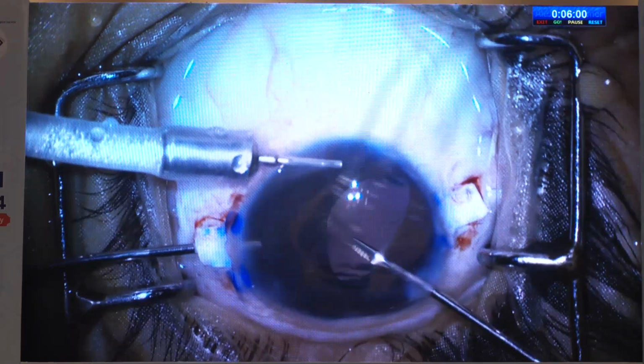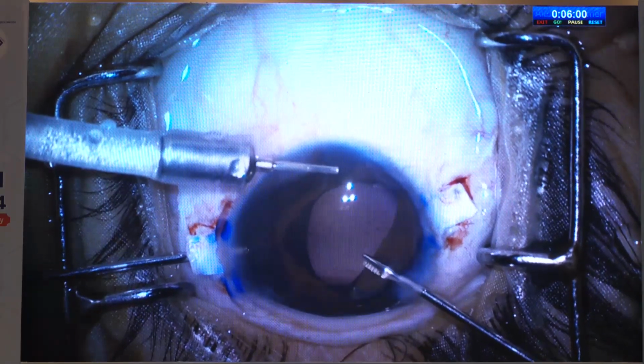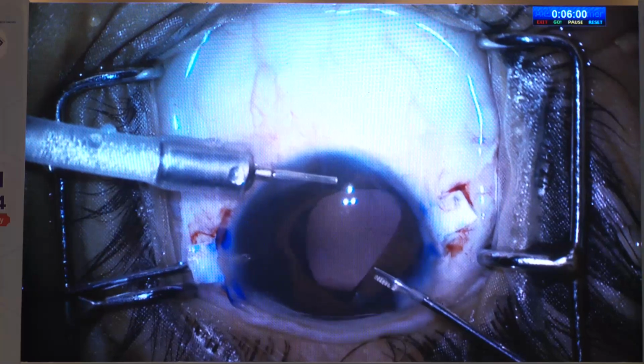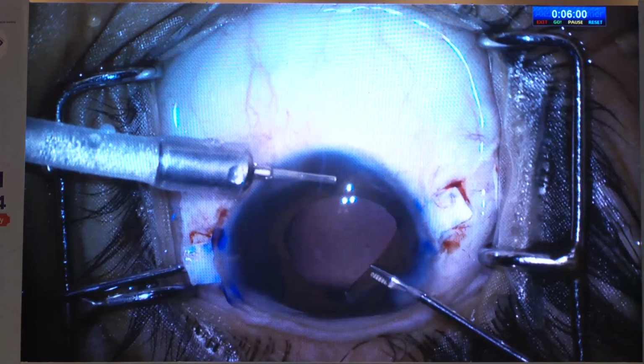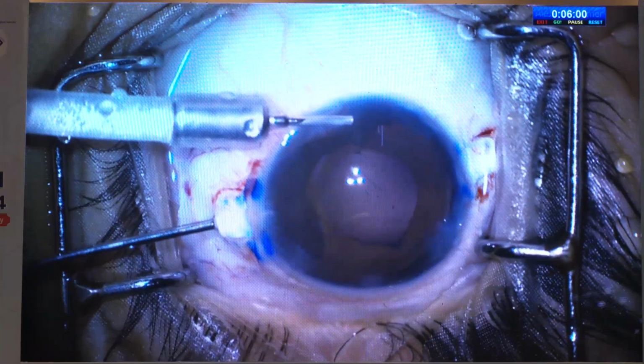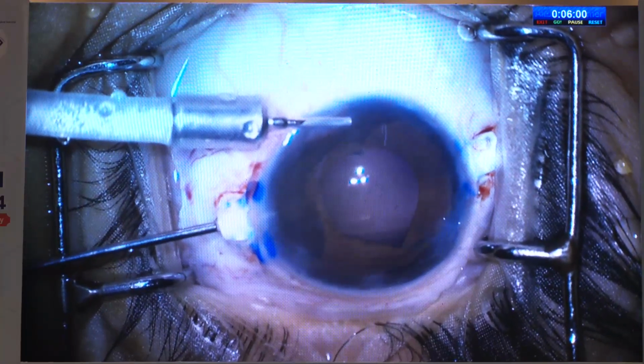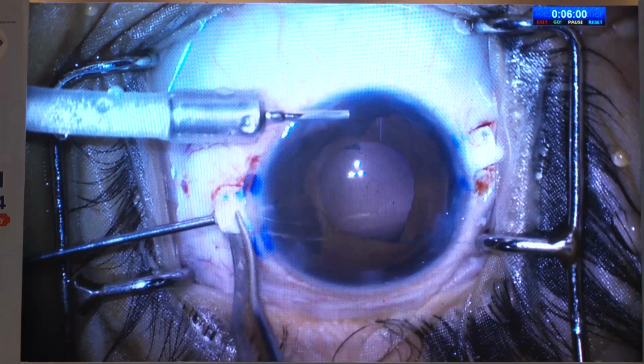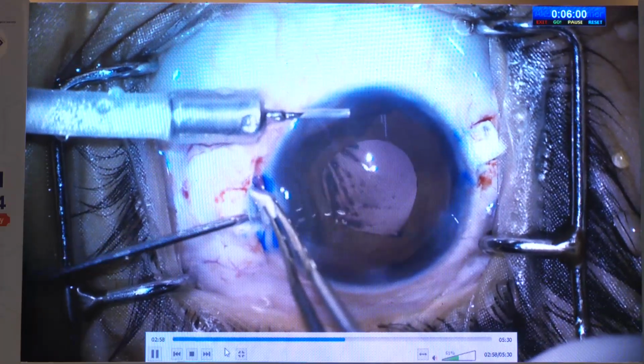After getting a firm hold of the haptic, it was exteriorized through the iris. There was slight resistance, but it was gradually pulled out through the iris. This minimizes the distance the haptics have to travel to be exteriorized.